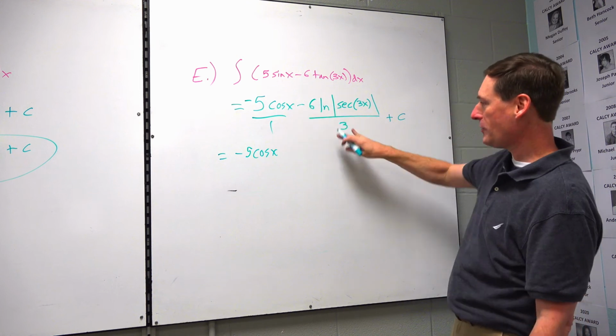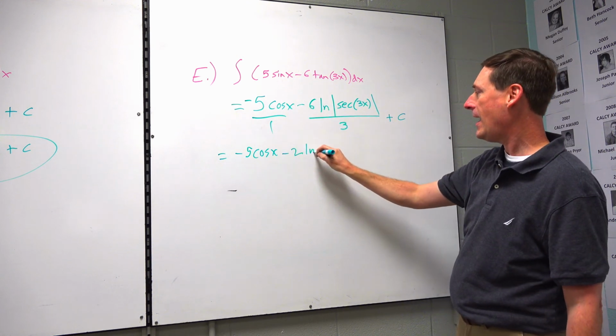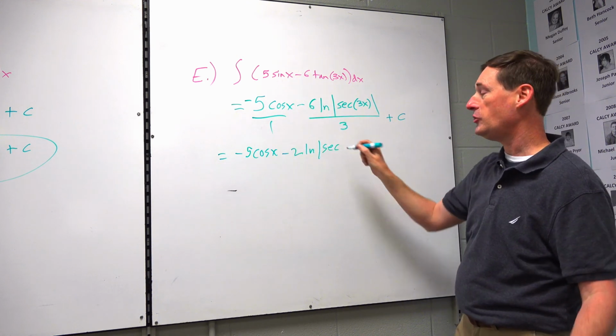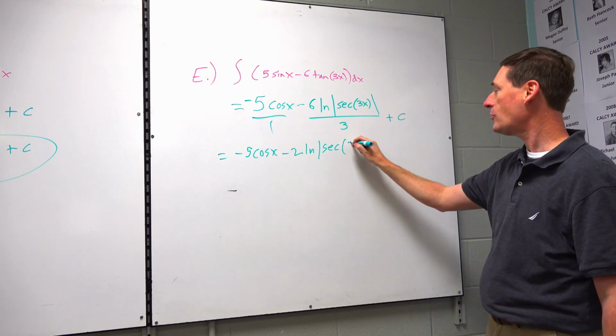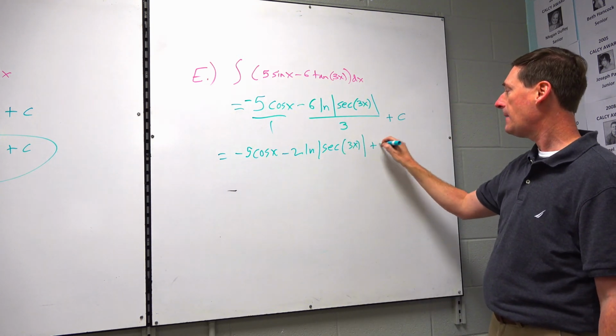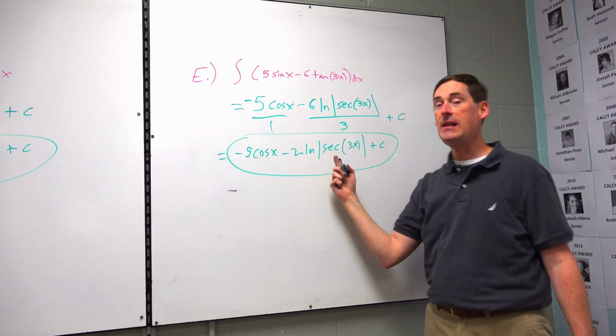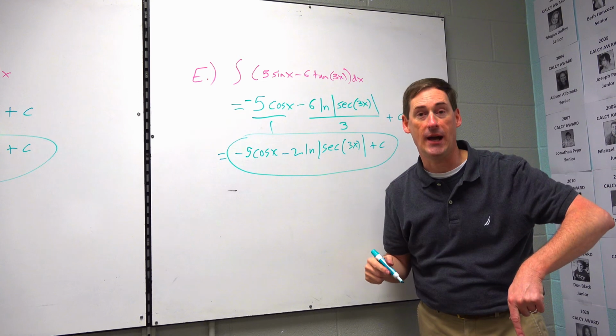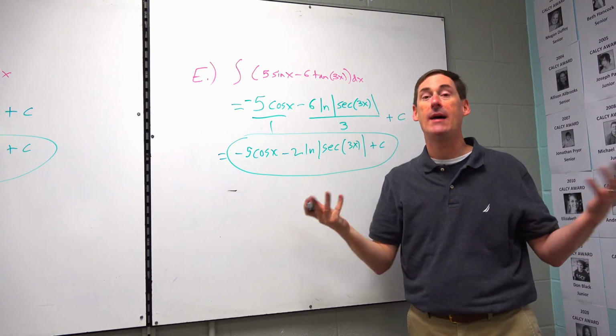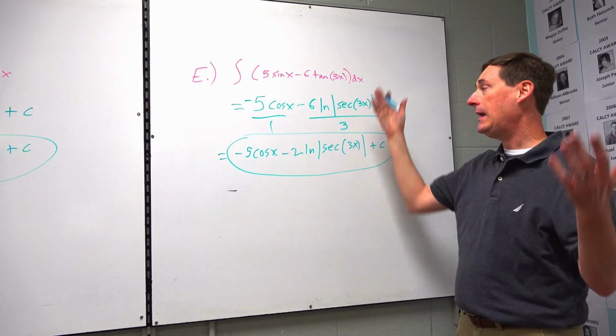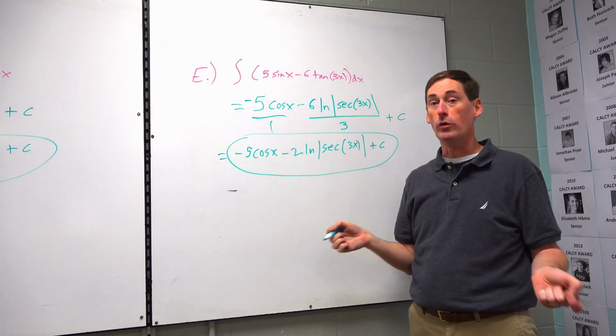-6 over 3 is -2. Natural log absolute value of just plain secant, without the squared, of 3x. And hopefully you all learned back in pre-calculus that secant is 1 over cosine. It's just the reciprocal of cosine. We just have a name for it, okay? Easy stuff. Just know your rules, all right?